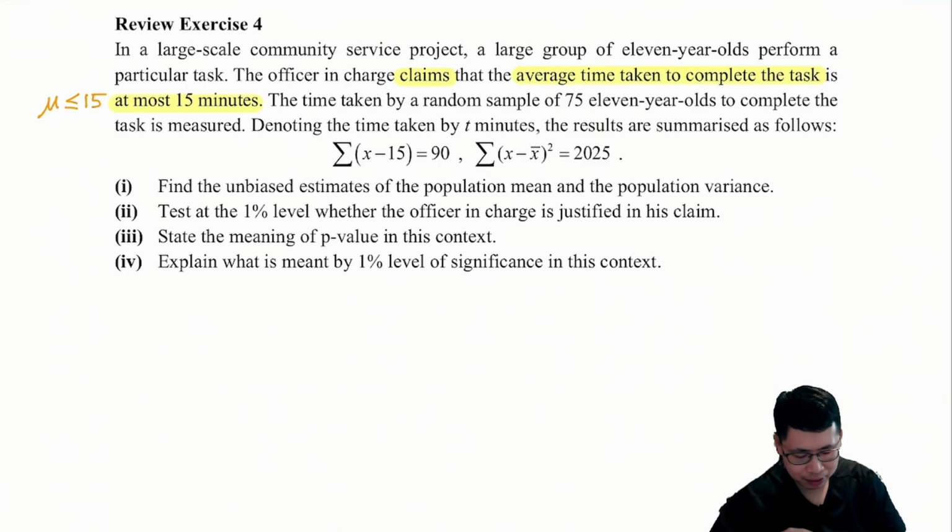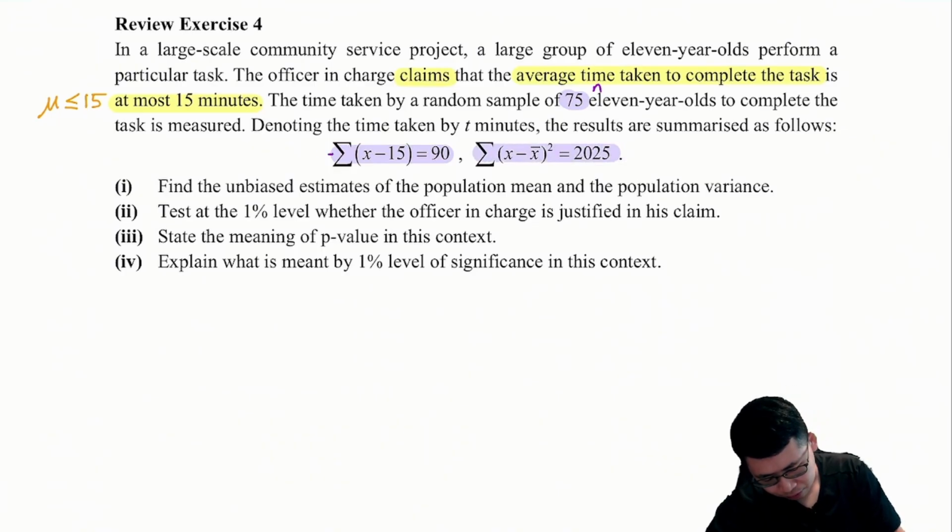The time taken by a random sample is 75, so we have 75 11-year-olds over here. This is our N. The time taken to complete the task is measured, denoting the time taken by T minutes. The results are summarized as follows. We have a list of summarized results over here, which is for us to calculate the sample mean.